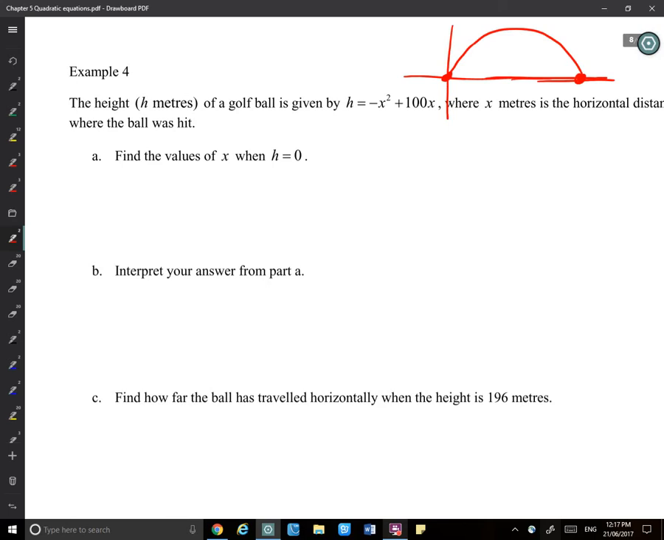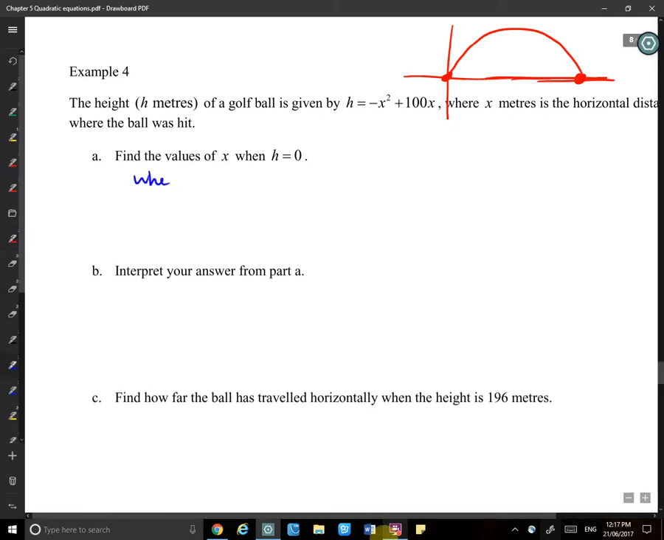According to this graph, how many points do you think h will equal 0? 2. One will be at the beginning, before the ball was hit, when the ball is on the ground, and then it hits the ground later. So when h equals 0, minus x squared plus 100x equals 0.